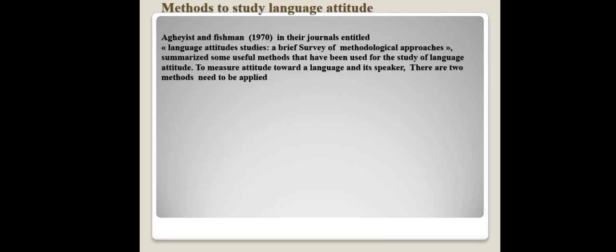The methods to study language attitude. Agheyisi and Fishman, in 1970, in their journal article entitled Language Attitude Studies: A Brief Survey of Methodological Approaches, summarized some useful methods that have been used for the study of language attitude, to measure attitudes towards a language and its speakers. There are two methods that can be applied: the direct method and the indirect one.